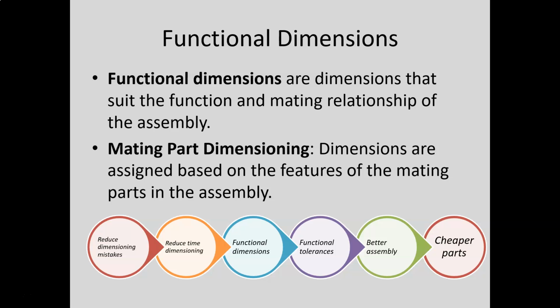So when we dimension using functional dimensions and mating part dimensions, the idea is it's going to reduce dimensioning mistakes. It's going to reduce the time we spend dimensioning. It's going to make the dimensions functional. That means they're more meaningful. Same with the tolerances, which means it's going to lead to better assembly. And better assembly means cheaper parts. So this is a win-win for manufacturing and design.